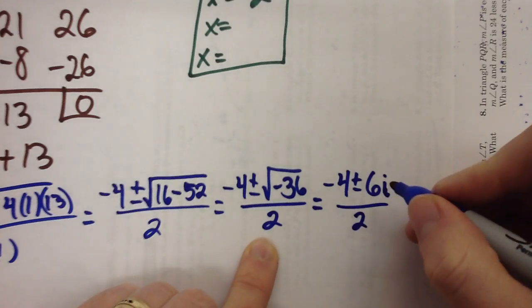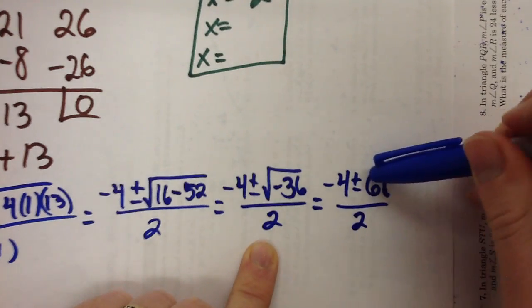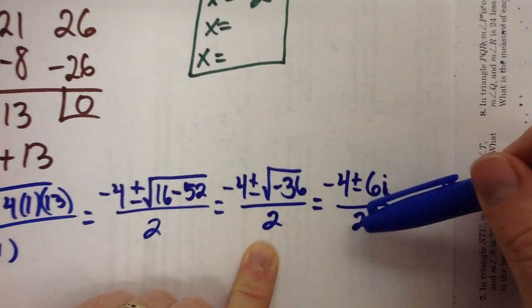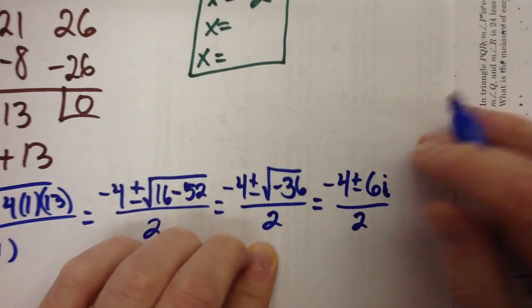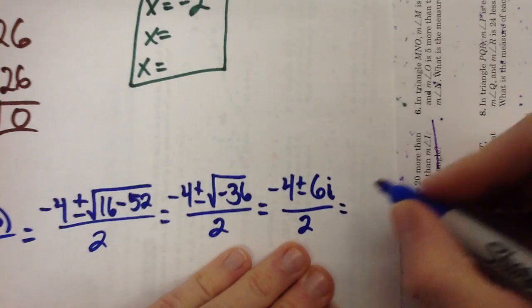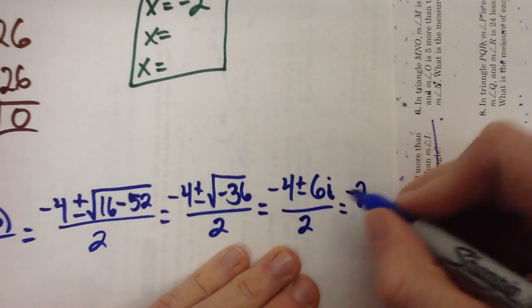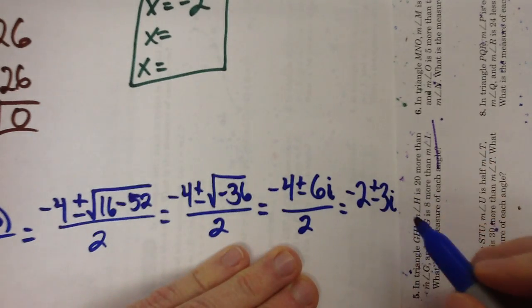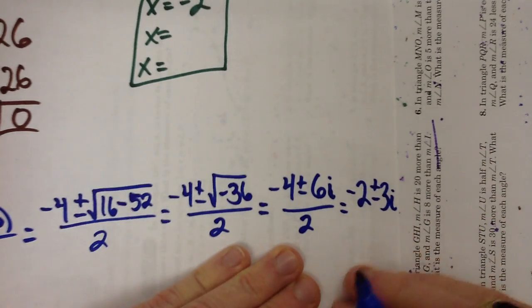All that's over 2. All right, now that the radical's gone, now we can think about reducing. -4 and 6 all have something in common with 2. That would be 2. That's what you can divide them both by. So divide them both by 2. And it's -2 plus or minus 3i. Okay, it got kind of scrunched.